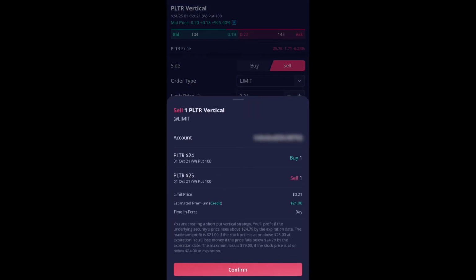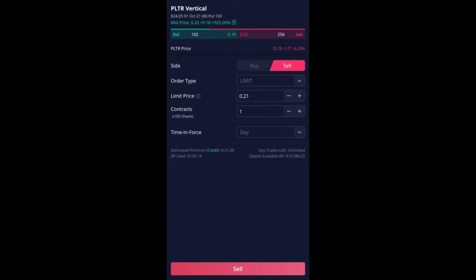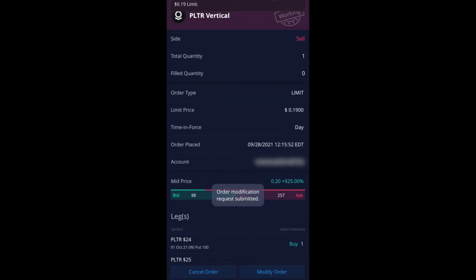and then verify everything is correct. So right now I'm buying a strike price at 24, and then selling one at 25. The difference is just a $21 credit for me. So you just hit confirm. And I noticed that the buyers are buying at 19, so it went down a little. So I'm going to hit modify order, because right now the buyers are buying at 19. So I'm just going to do 19 just so it executes. I know I'm probably not going to make money on this one, and then hit confirm again, and then it's filled.